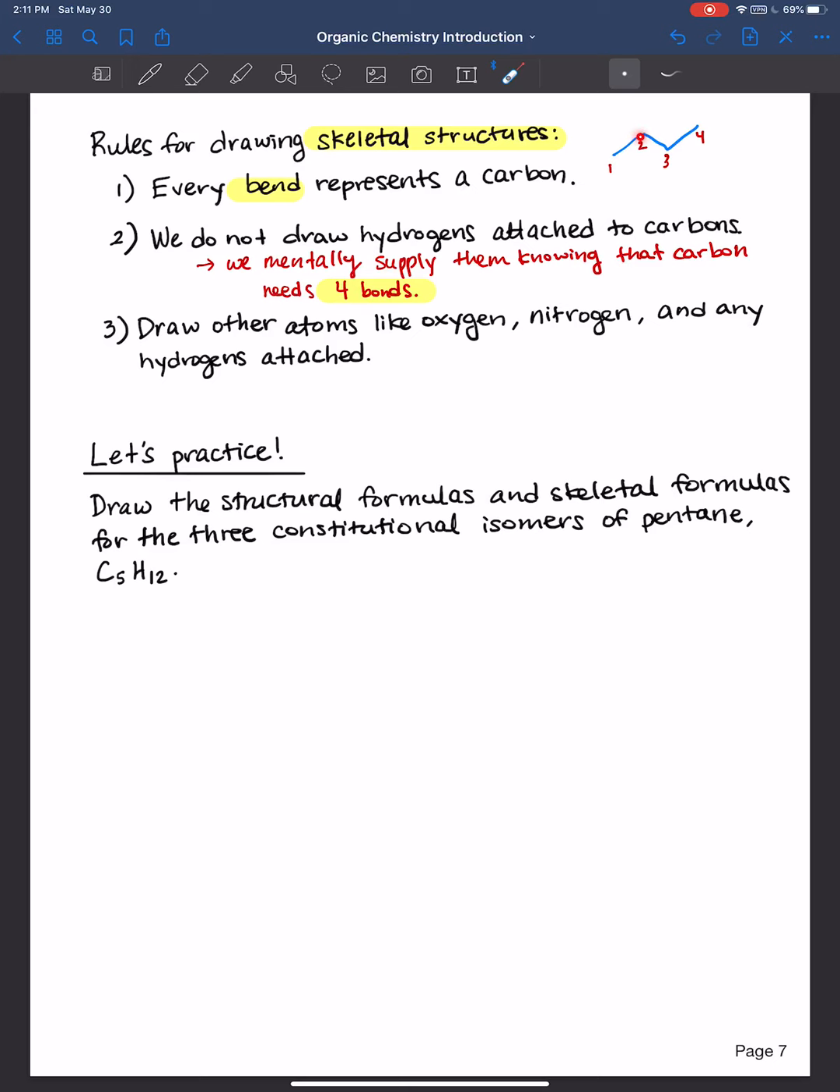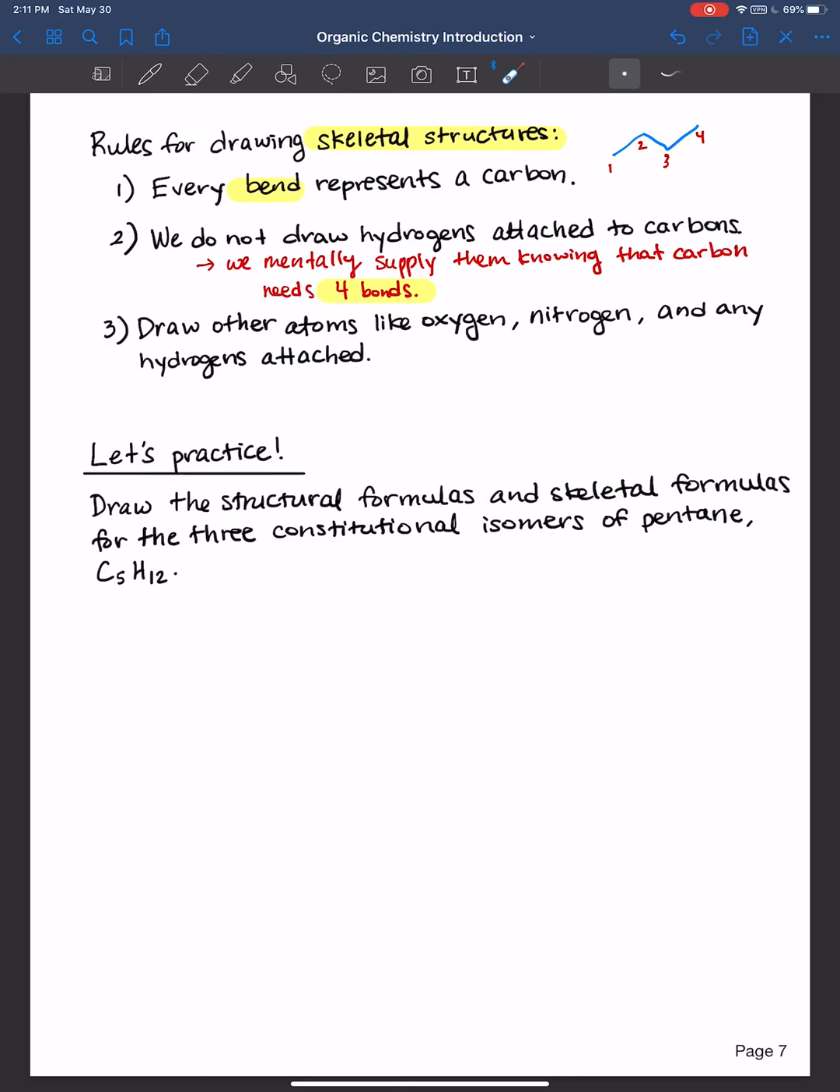Carbon 2 has 2 bonds, so it needs how many hydrogens? Good, 2. 1 and 2. Carbon 3 needs 2. And carbon 4 needs 1, 2, 3. So you're just always adding up to 4 when you're mentally supplying all those hydrogens that are attached to your carbons.